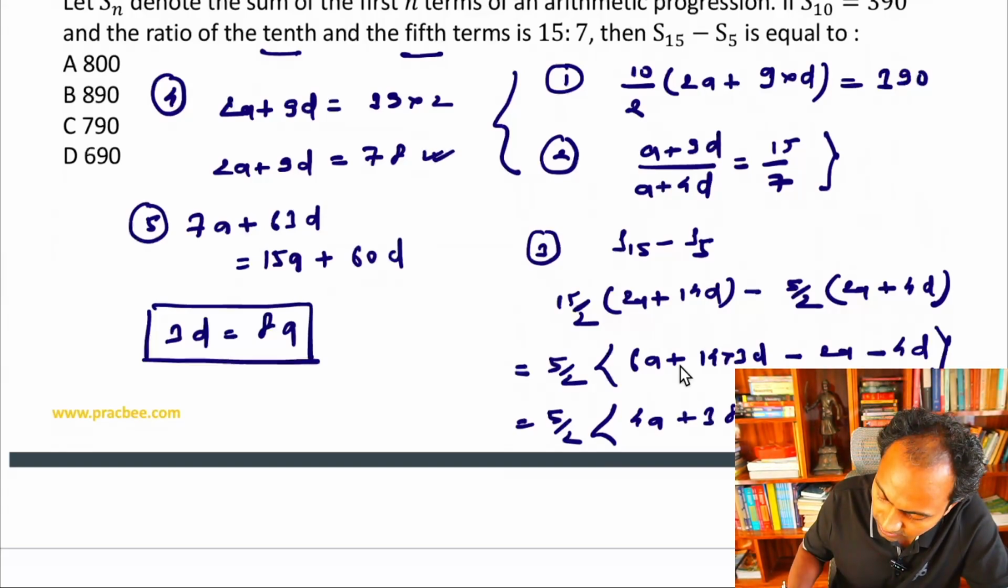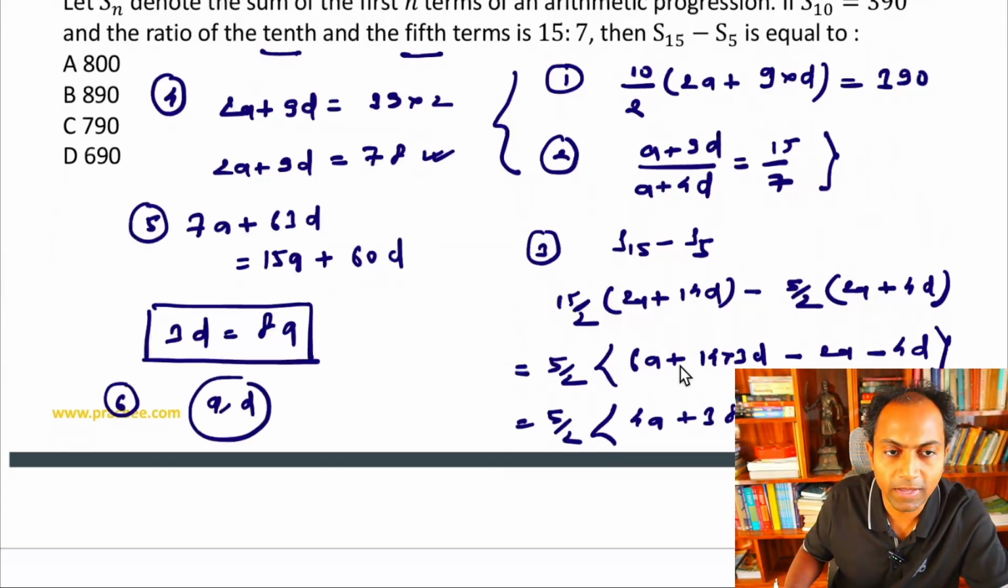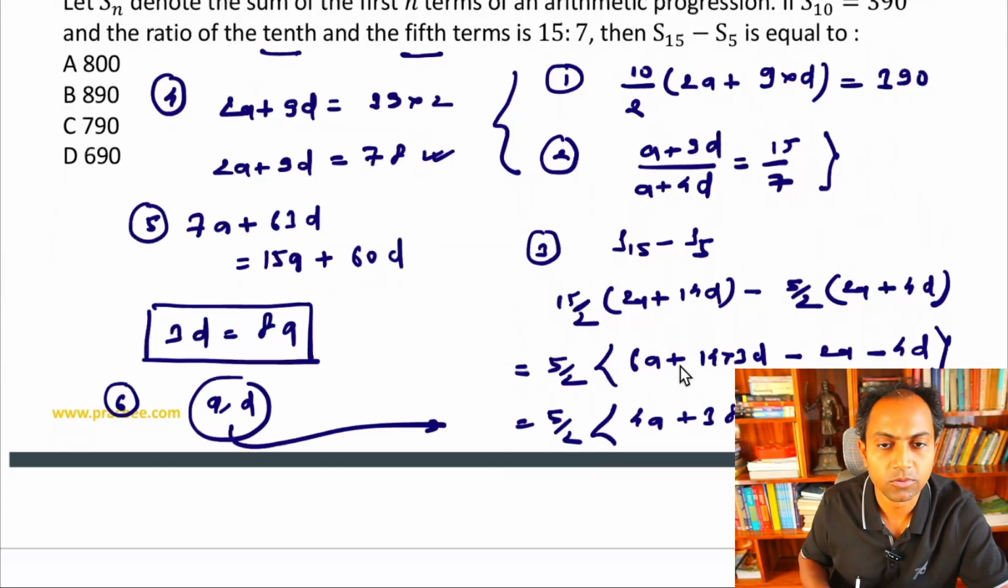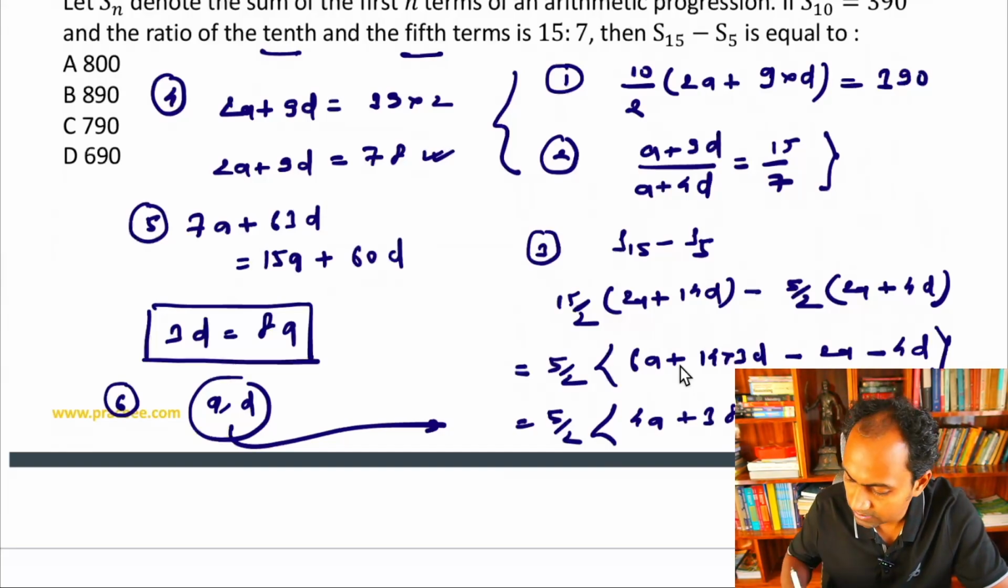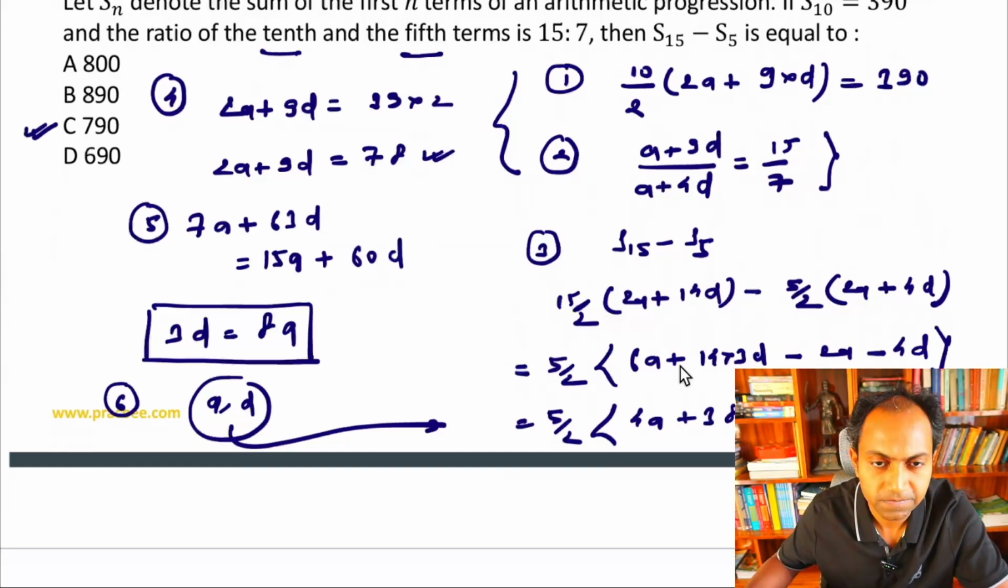So in the sixth step, we are going to solve and figure out the value of A and D. We'll substitute these values in the value of S15 minus S5 that we figured out earlier and get the final answer. The answer to this question comes out to be option C.